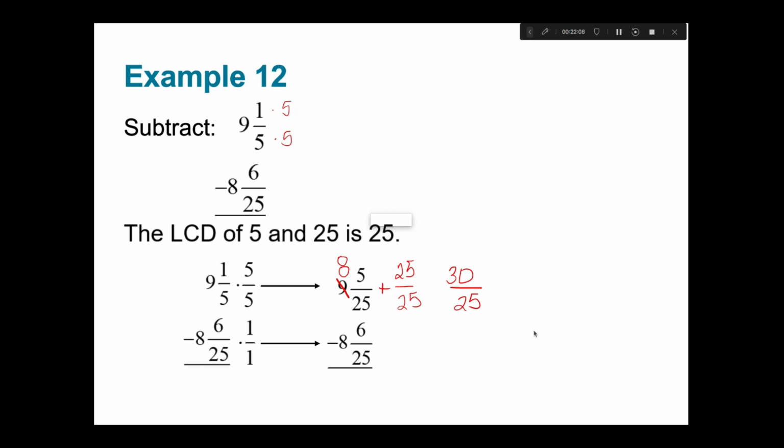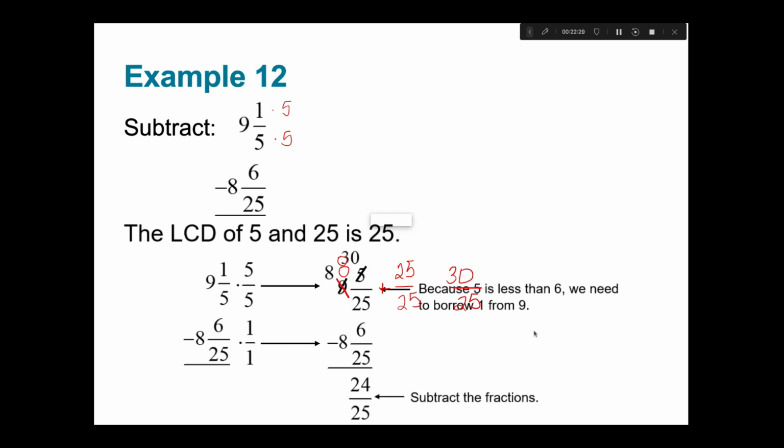So when I subtract 6 25ths from 30 25ths, what do I end up with? 24 25ths. And I have 8 minus 8. So that's not going to leave me any whole numbers left. So my answer then is 24 25ths. Lots of steps, okay? Borrowing from that whole number onto our fractions is going to be the hardest part of today's assignment. That makes the answer 24 25ths.